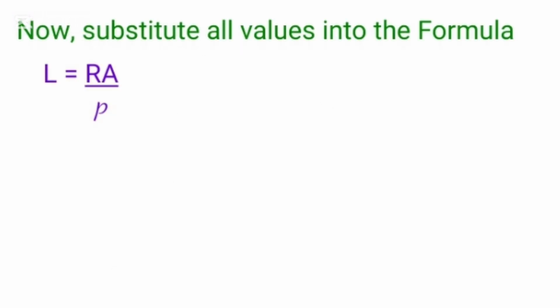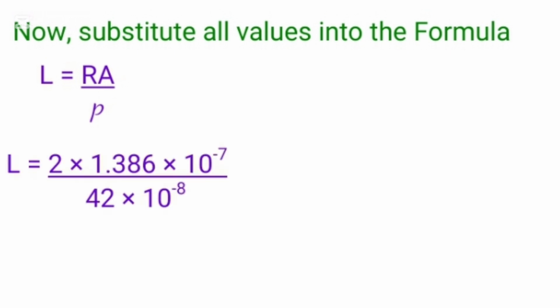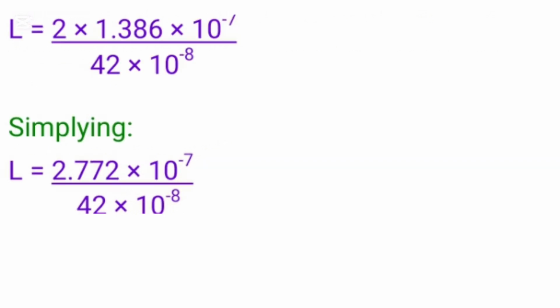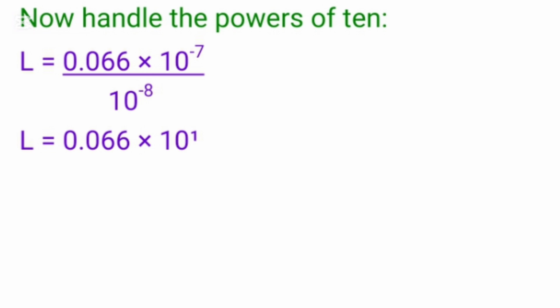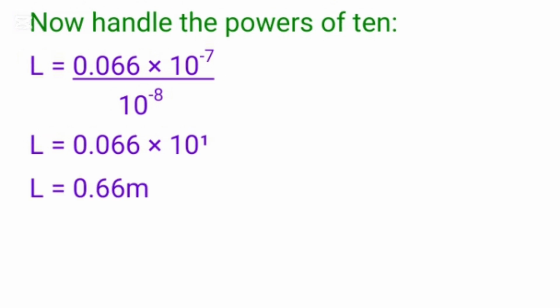Now substitute all values into the formula. L is equal to RA over rho. L is equal to 2 times 1.386 times 10 raised to power minus 7 divided by 42 times 10 raised to power minus 8. Simplifying, 2 times 1.386 is equal to 2.772. 2.772 divided by 42 is equal to 0.066. Now let's handle the powers of 10. 10 raised to power minus 7 divided by 10 raised to power minus 8 will give us 10 raised to power 1. So L is equal to 0.066 times 10. L is equal to 0.66 meters.